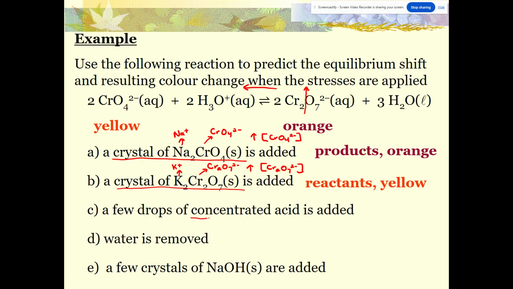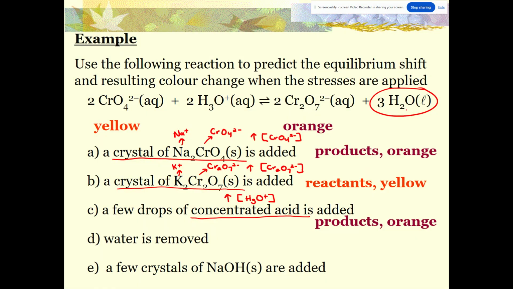Next, I'm adding a few drops of concentrated acid. That means I'm increasing the concentration of hydronium ions. Hydronium ions are a reactant. So if I increase the concentration of a reactant, it shifts to the product side, which again is orange. In D, we are removing water. Water is a substance in this reaction, so I am physically decreasing the concentration of the water. I am removing the water. When we remove something, it shifts to the same side to replace it. So this is also going to shift to the product and turn orange.